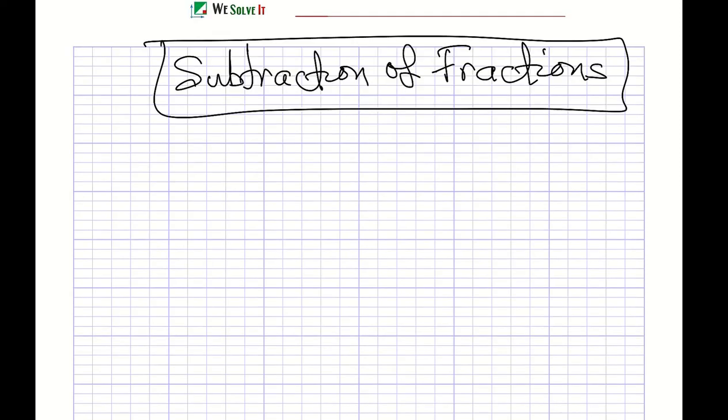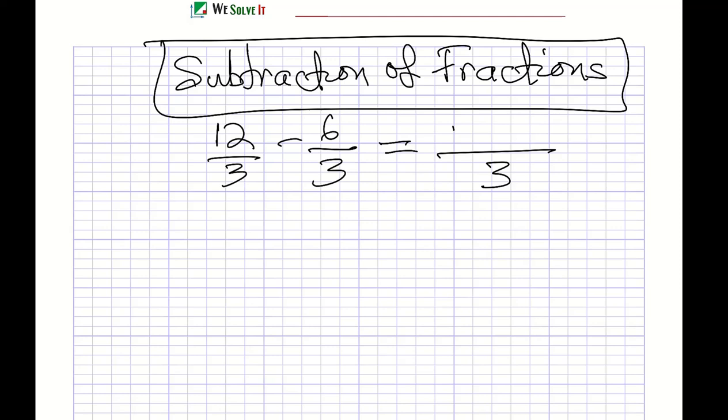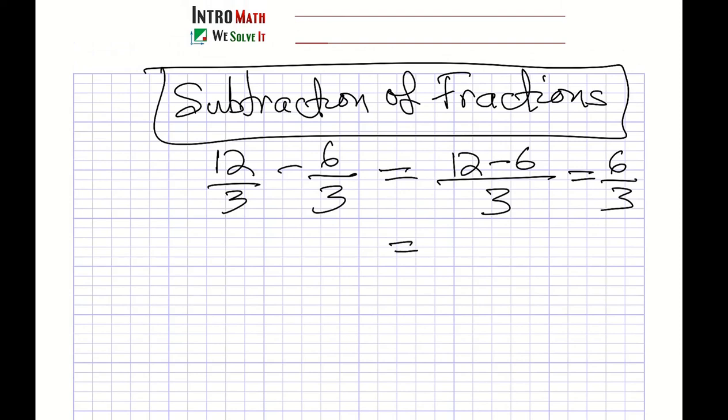All right, let's do a subtraction problem. 12 over 3 minus 6 over 3, right? You should just follow the same procedure. They have a common denominator, right? So you put 3 there, and then you say 12 minus 6. What do you get? You get 6 over 3. Very simple. That's not reduced. We can reduce it further. When you reduce it, what do you get? You get 2, because 3 goes into 6 two times.